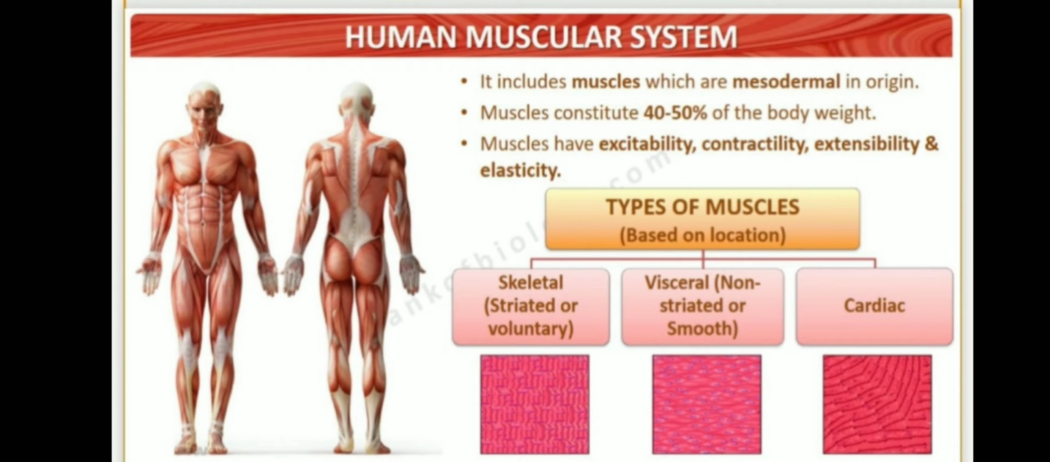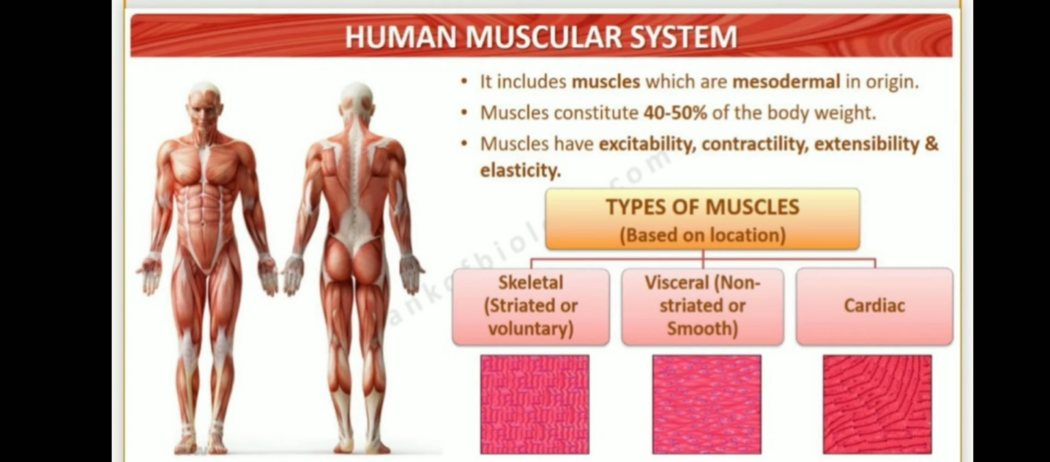So muscle is a specialized tissue of mesodermal origin. About 40 to 50% of the body weight of a human adult is contributed by muscles. They have special properties like excitability, contractility, extensibility, and elasticity. Muscles have been classified using different criteria, namely location, appearance, and nature of regulation of their activities.